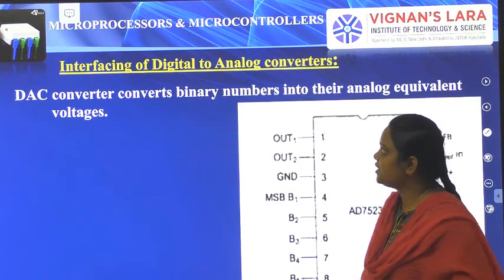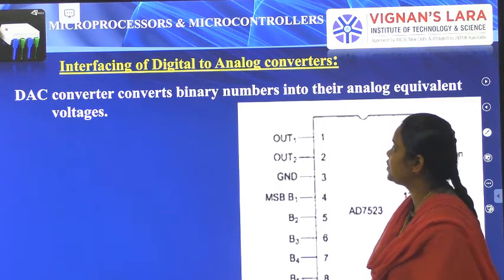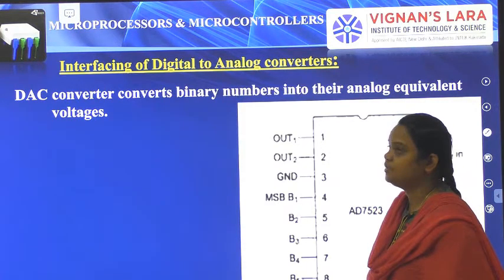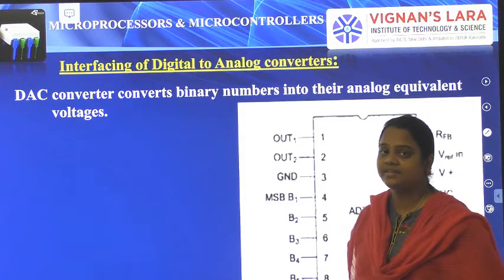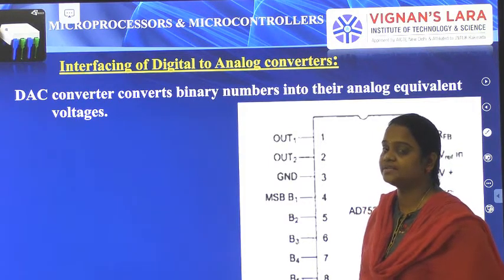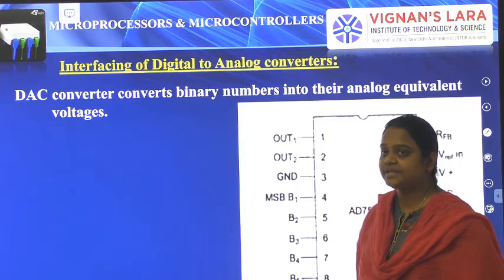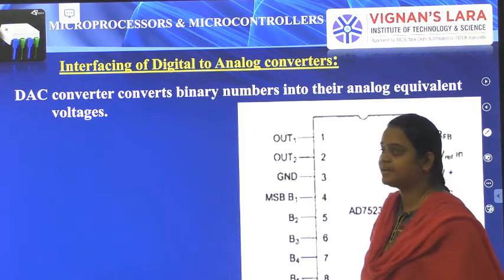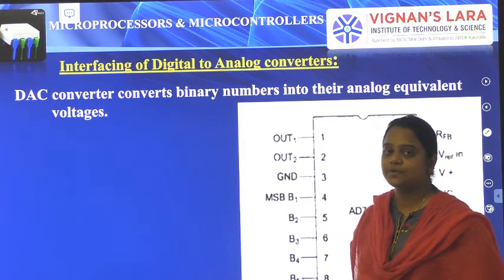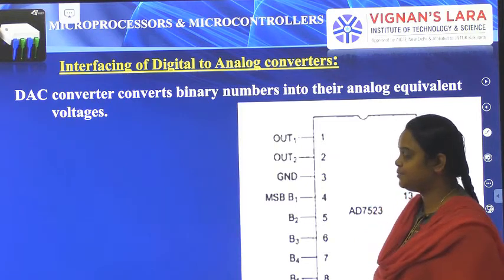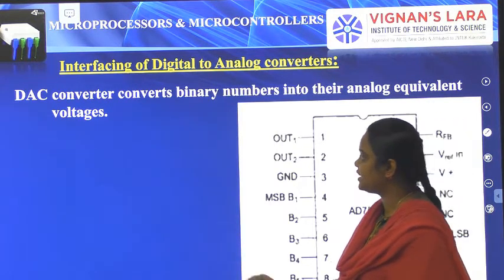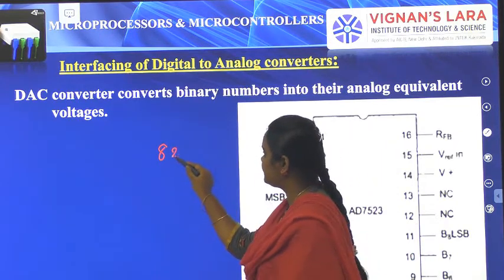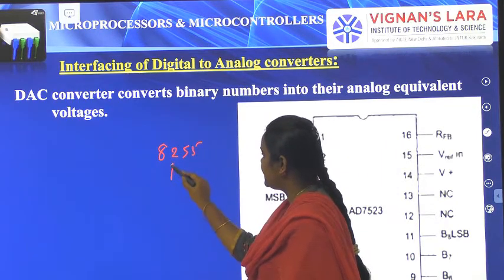Students, this is the interfacing of digital to analog converters. Here we are dealing with input devices and output devices. We are going to interface the digital to analog converters to the 8086 microprocessor by using the 8255 programmable peripheral interface. We have already seen the 8255 PPI.